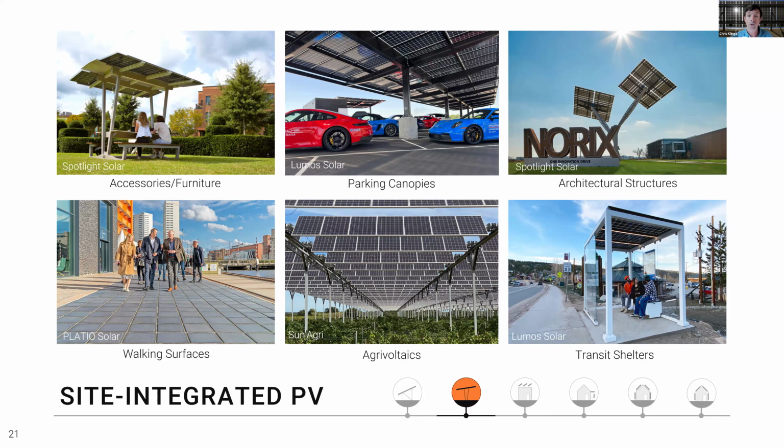while adding aesthetic appeal to urban landscapes. And walking surfaces can integrate PV technology, utilizing vast surface areas that receive large amounts of light. Agrivoltaics offers an opportunity to co-locate solar and agricultural production, which can increase land use, reduce water consumption, and increase crop yield for certain species. Transit shelters are an essential part of public transportation infrastructure, and photovoltaics integrated into them not only provide shade and protection for commuters, but also generate electricity off-grid to power lighting, digital displays, and other amenities.